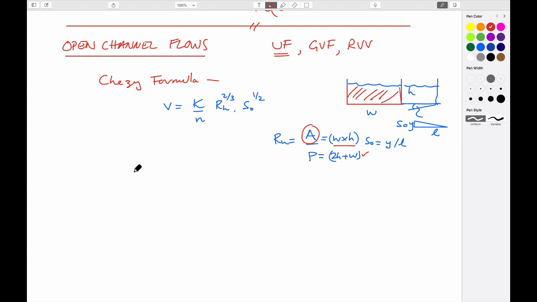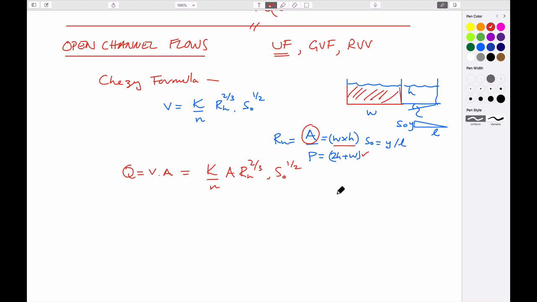If you want to know what the volumetric flow rate is, it's just equal to the velocity times the cross-sectional area, which in terms of this is again this coefficient, which is 1 for SI, the Manning number, the area, the hydraulic radius to the 2/3, and the slope of the base of the channel as it goes downstream.